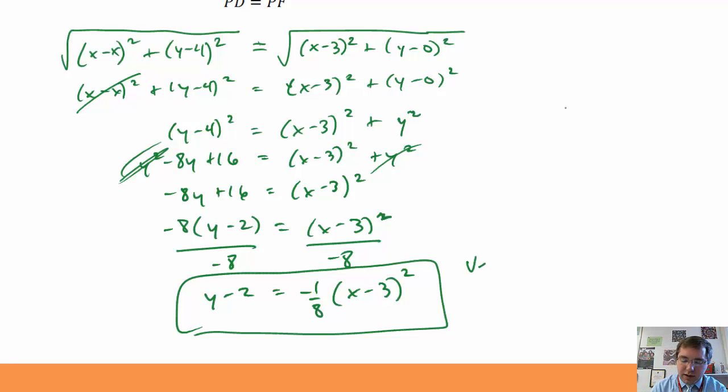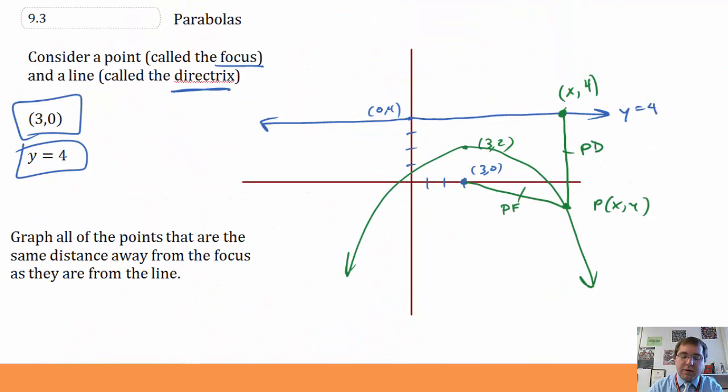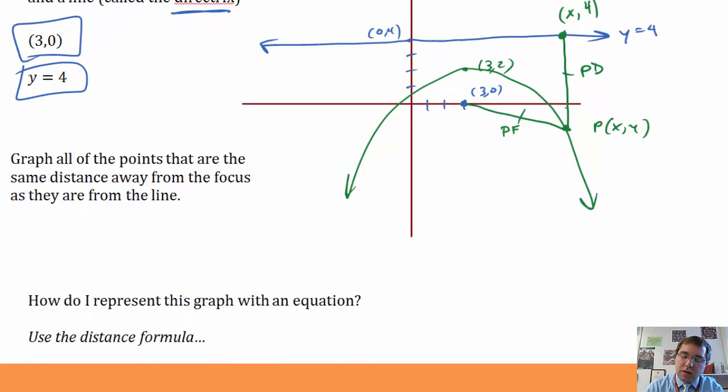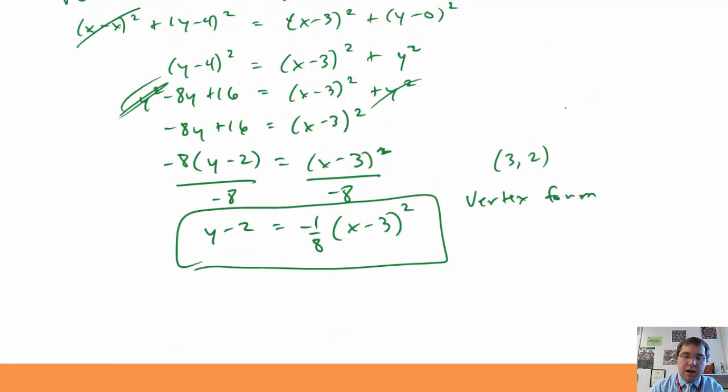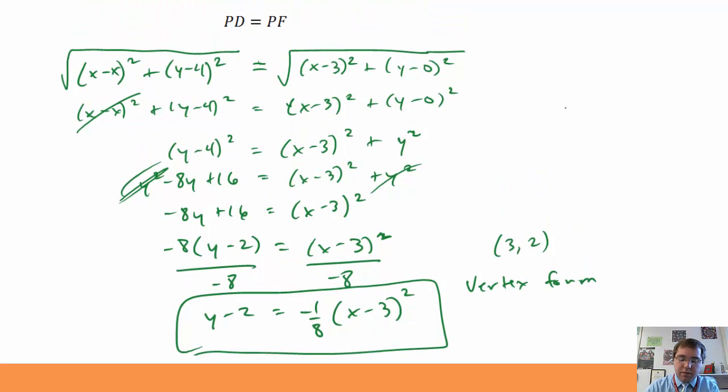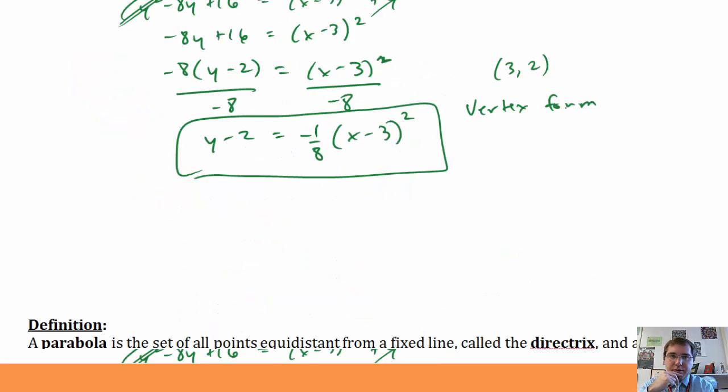You'll notice we've seen equations in that form before. That is the vertex form of a quadratic equation, where the vertex is (3, 2). That was my vertex up here. The vertex is exactly the point halfway between the focus and the directrix. Notice my parabola opened down. Well, how do I know that in my equation? There's a negative in front of the 1/8. Okay? Cool. So we've just confirmed that the graph of any parabola is a quadratic equation.